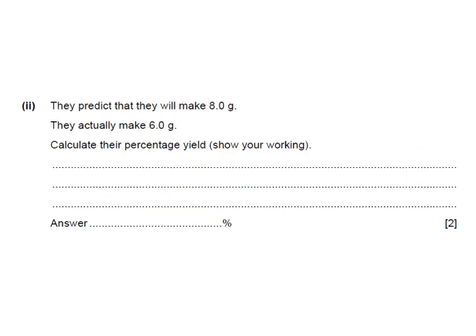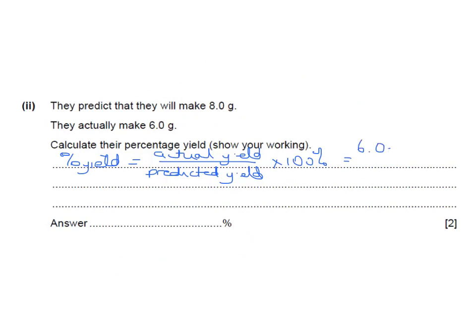And the last one, just to show how easy these are and how similar they are from year to year. Percentage yield equals actual yield over predicted yield times 100%, which in this case is going to be 6.0 grams over 8.0 grams times 100%, which in this case is 0.75 times 100%, or 75%.